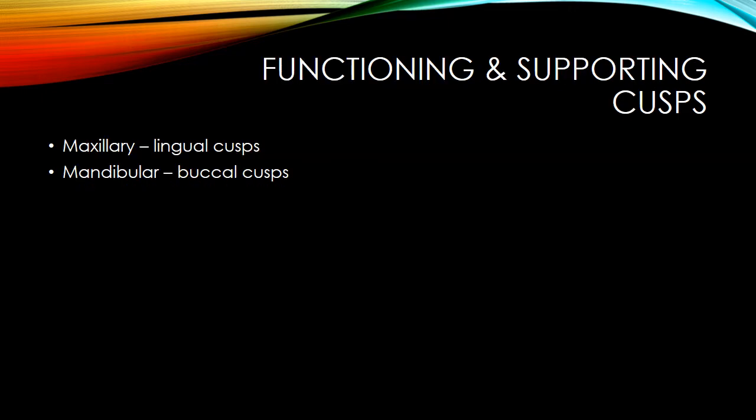The cusps that rest in the occlusal fossa of the opposing tooth are called the functioning cusps. So for the maxillary posteriors, the functioning cusps are the lingual cusps, while for the mandibular, the functioning cusps are the buccal cusps. Those cusps that do not occlude on the central fossa of the opposing tooth are called the supporting cusps.